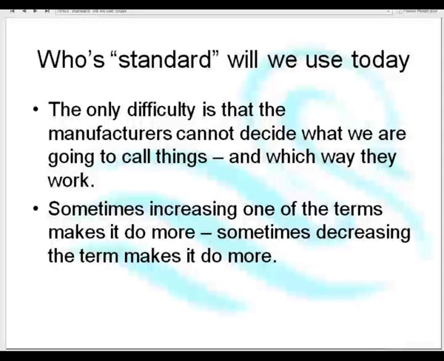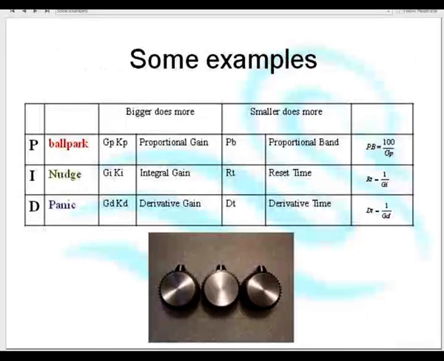Problems we have with so-called PID tuning is whose standard are we exactly going to use? Manufacturers can't agree on anything. They can't agree what they're going to call things. Sometimes you have values that if you increase them makes, for instance, a P term more effective. Sometimes decreasing the value makes it more effective. Here's some examples.